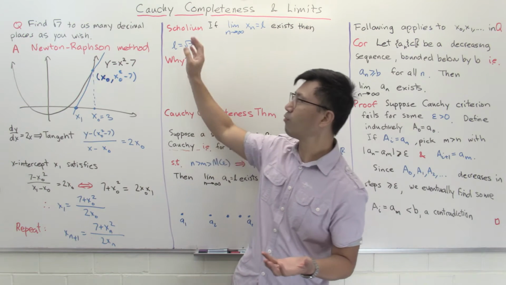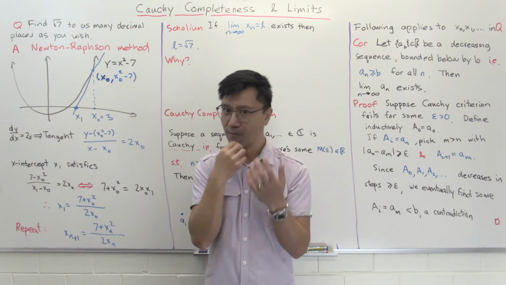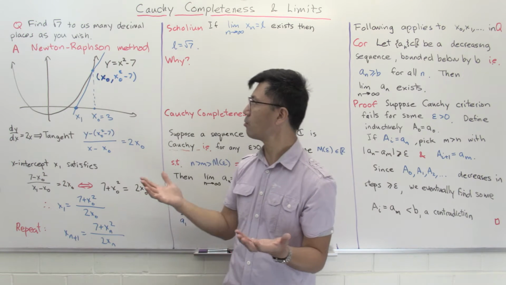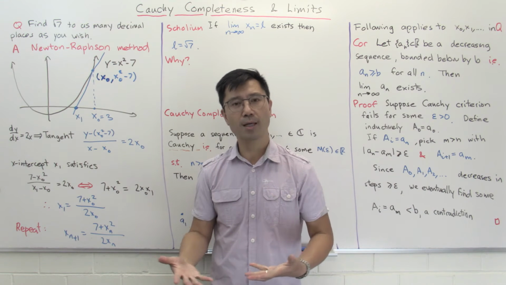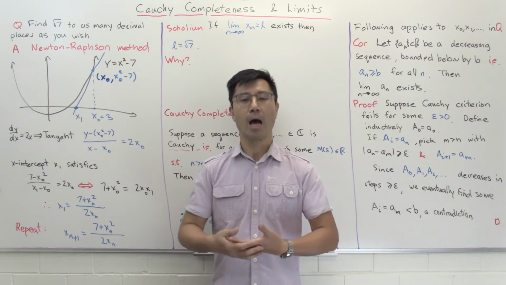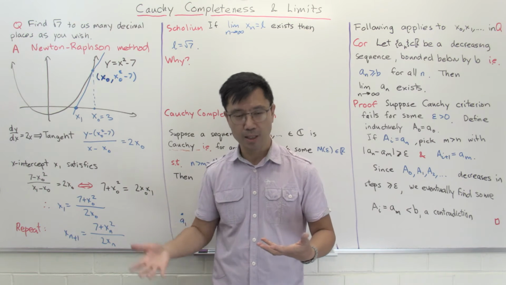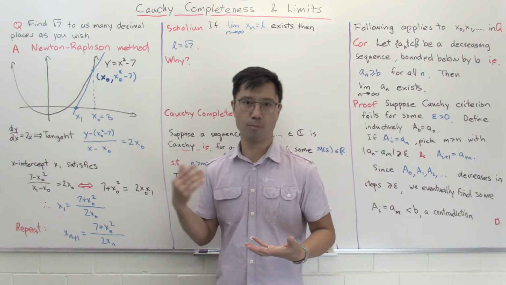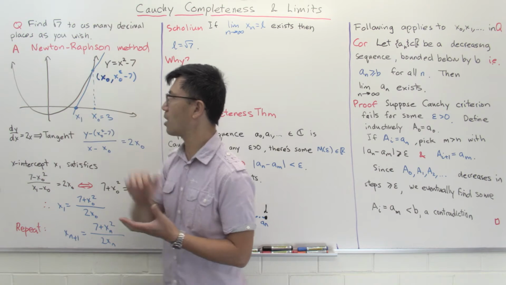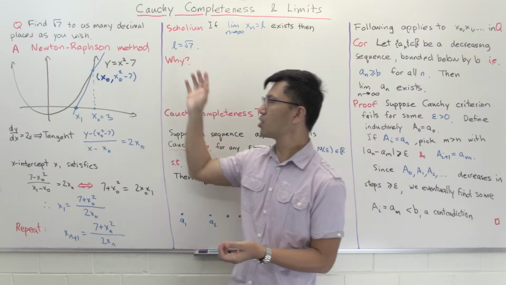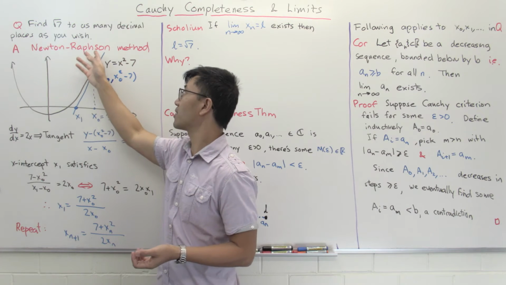Perhaps a better way of rephrasing this question is, we have this abstract definition of what root 7 is. It's the real number which squares to 7. But if we want to get a feel for it, we want to approximate it by, for example, rational numbers or decimal numbers. And how do we get increasingly better approximations, in other words, approximations which in the limit will give us root 7? Let me suggest the method from Newton-Raphson.